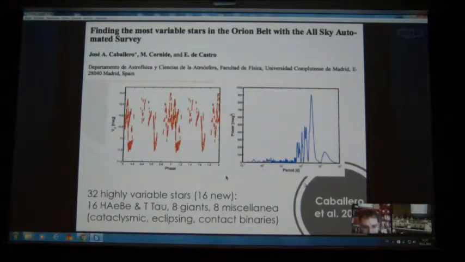Of them, 16 were new, half of them. And this is, for example, the phase-folded light curve of one of the new giants with a periodicity of around 300 days. And the amplitude of variability is of the order of 1.0 magnitude.